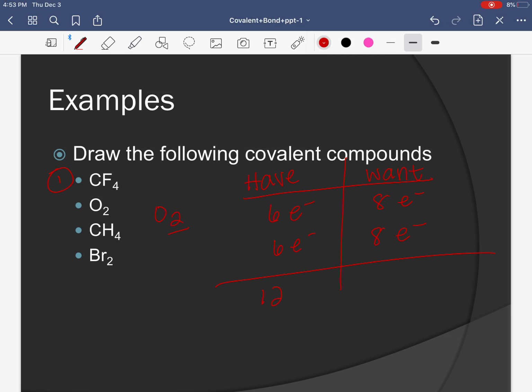6 plus 6 is 12. 8 plus 8 is 16. I take my want, I'm going to subtract my have from it, and I'm going to divide it all by 2. 16 minus 12 is 4. Divided by 2 is going to be 2 bonds. Okay?